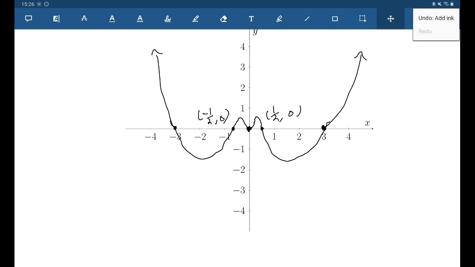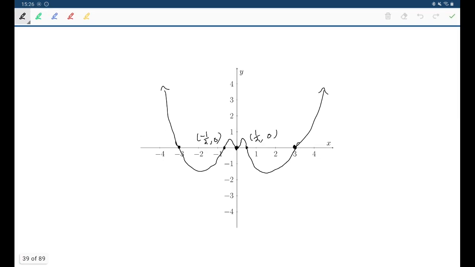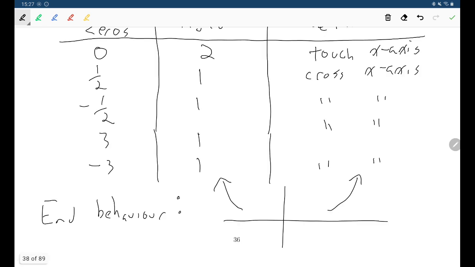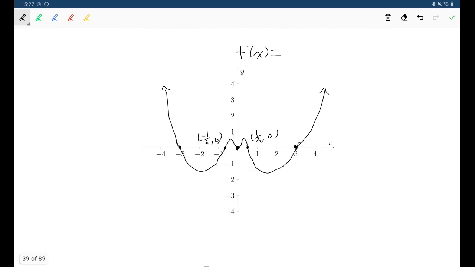And now if I want to label my function, this is where I'll need to go back and remind myself of how the function was written out. I could either use the factored or the unfactored version. I'll use the unfactored version to label it. It's a little bit more compact. So we have that our graph is f of x equals 4x to the 6 minus 37x to the 4 plus 9x squared. There we go. There's our function f of x.